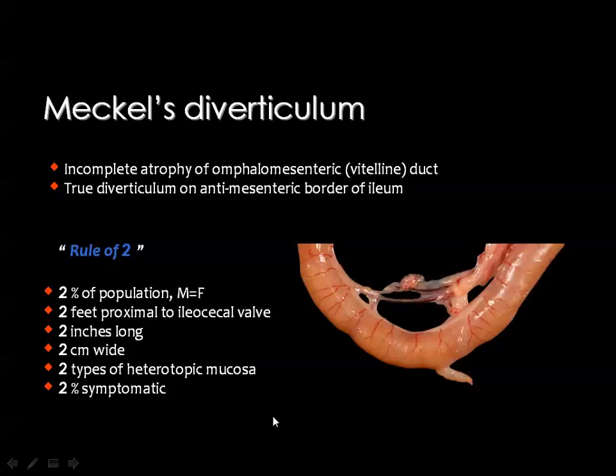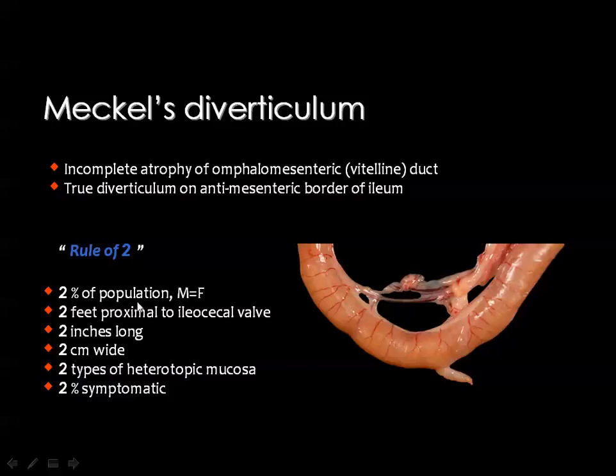especially if the diverticuli are large. And this is one of the special diverticuli in the small bowel, which is known as Meckel's diverticulum, and it represents incomplete atrophy of the omphalomesenteric or the vitelline duct. This diverticulum is present on the antimesenteric border of the ileum. You can see this is the mesenteric border and this is the antimesenteric border. This diverticulum can show the rule of 2, and here is the 2 all through the diverticulum.